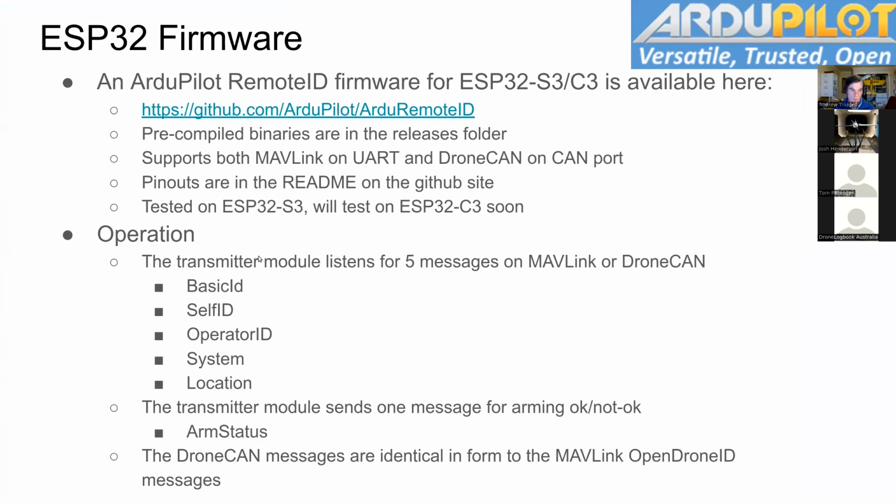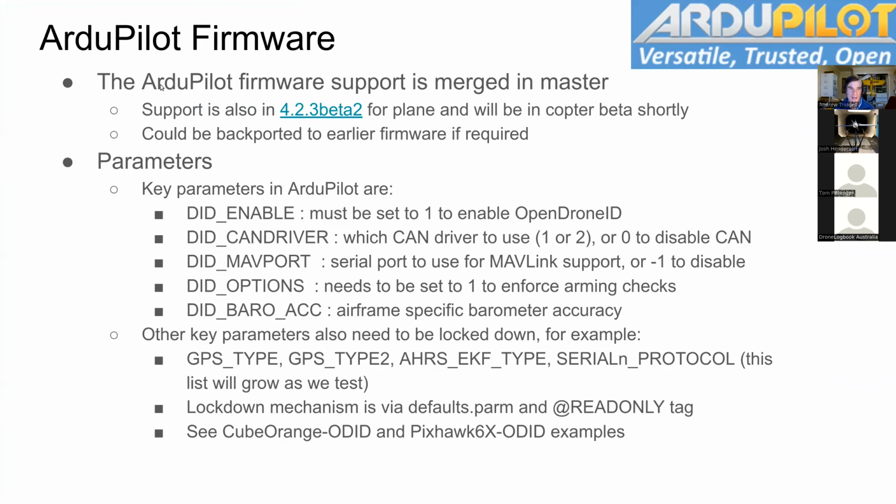Okay. So moving on to the ArduPilot firmware. The ArduPilot firmware support is merged into master as of yesterday, and many thanks to all the people doing reviews and working on that over the last week or two. It's been great. Support is also in the 4.2.3 beta 2 for plane that I released this morning. That's the major feature in the beta 2: Open Drone ID support. And as I've mentioned before, we expect a copter beta and then stable of copter and plane probably within the next 2 weeks. And I'm going to be working on a backport to at least 4.1 in the next few days. If you need other branches, contact me.